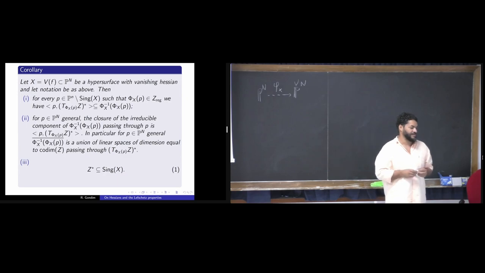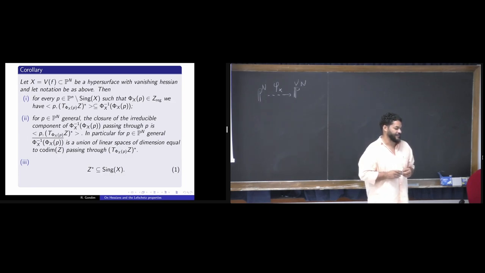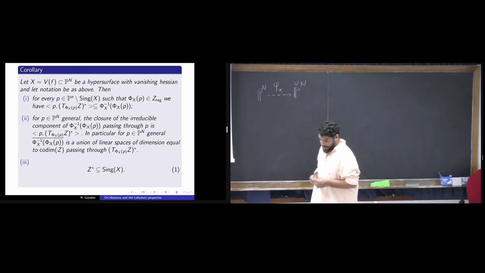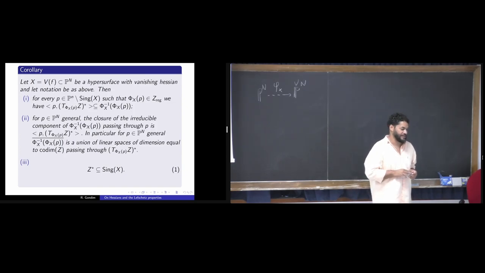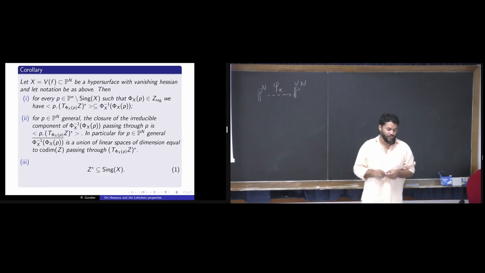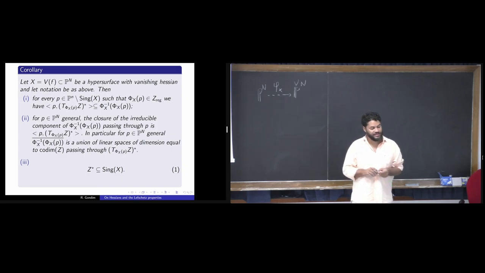If P is general, the closure of the irreducible component of the fiber passing through P is actually this linear span of P and the dual of the tangent space of Z at phi(P). In particular, for the general P, the general fiber of the polar map is a union of linear spaces passing through the dual of the tangent space of Z at phi(P). And to finish, the dual of Z is inside the singular locus of X.